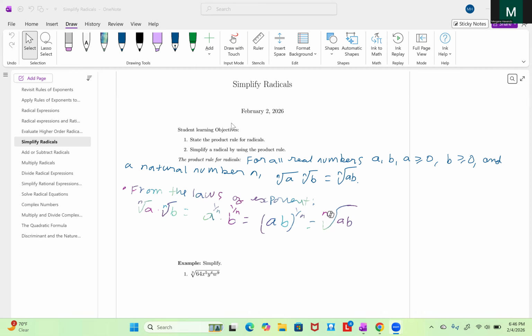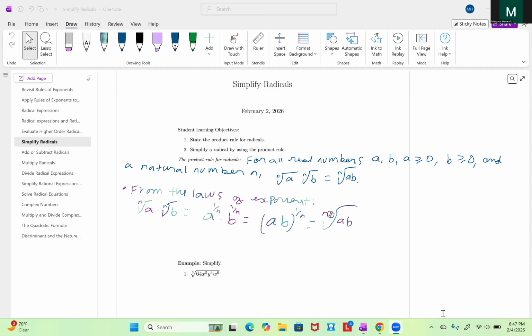Simplify radicals. Student learning objectives: state the product rule for radicals, and simplify a radical by using the product rule. The product rule for radicals.